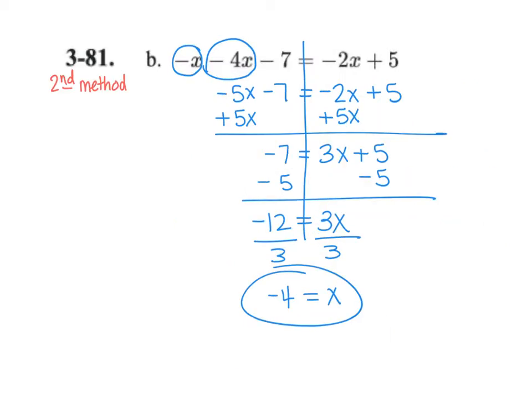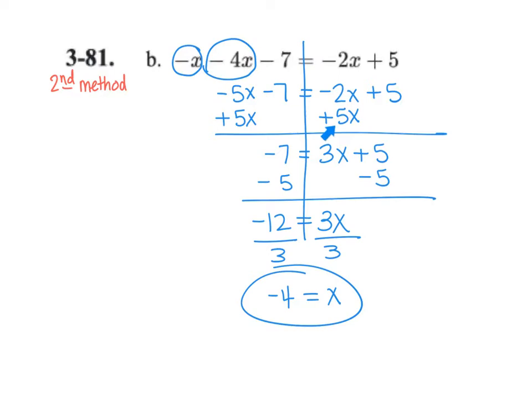Now here is a second way that you could solve 381b. And one method is not better or more correct than the other. It's just a different way of solving. So here I combined my like terms to get negative 5x minus 7 equals negative 2 plus 5. That's the same that I did in the first method. But here, instead of removing 2 negative x tiles, I added 5 x tiles to both sides so that I could get these zero pairs here.